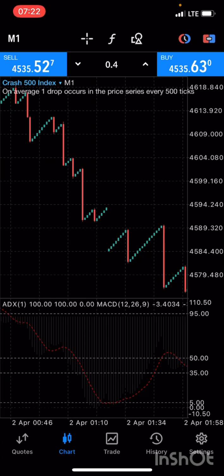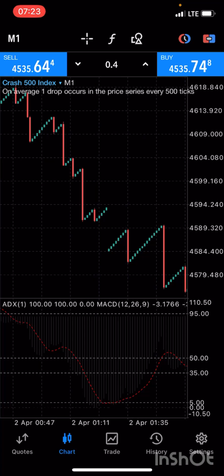Very happy to have you guys today, and I'm gonna show you how to use this simple indicator setting. It's very simple. It's just the ADX and the MACD, the average directional movement index, and the MACD. Those are the only indicators we are going to be using.